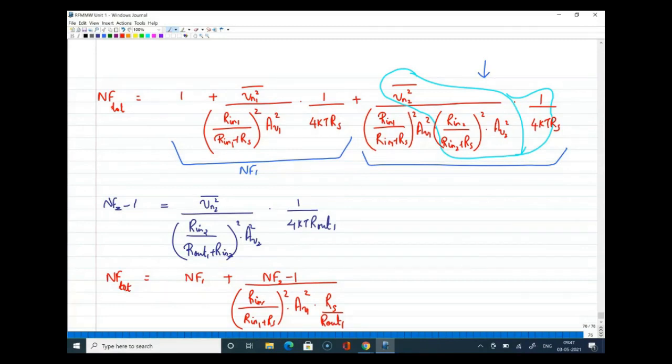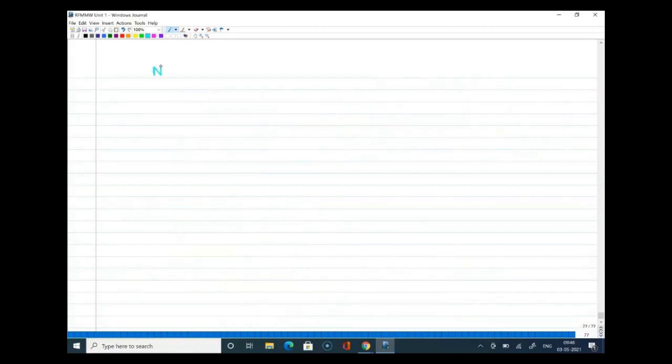Right. So to write this further, I will write this as NF1 plus NF2 minus 1 divided by the denominator term, which is basically this RN1 by RN1 plus RS the whole square into AV1 square into RS by Rout1, which can be written as the power gain of the first stage, AP1. This derivation also we will see a little later. So this entire term can be written as the power gain of the first stage. If that is the case, I can write noise figure total, NF total, as noise figure of first stage plus noise figure of second stage minus 1 divided by AP1.